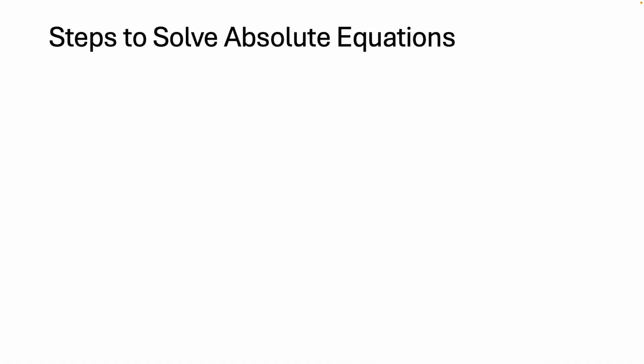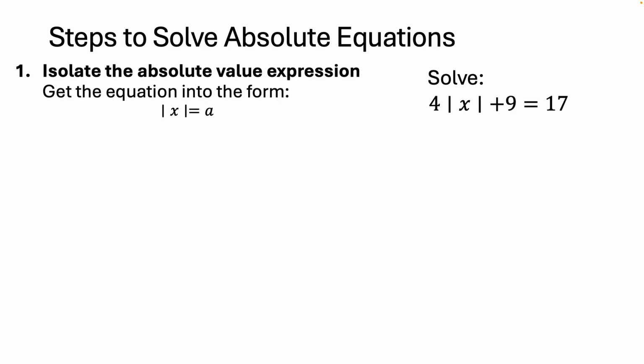Now that we've covered the types of solutions these equations may have, let's look at the steps to solve absolute value equations. As we do this, we'll solve the problem 4 times the absolute value of x plus 9 is equal to 17. The first step is to isolate the absolute value expression. You want to get the equation in the form absolute value of x equals a, where a is some number.